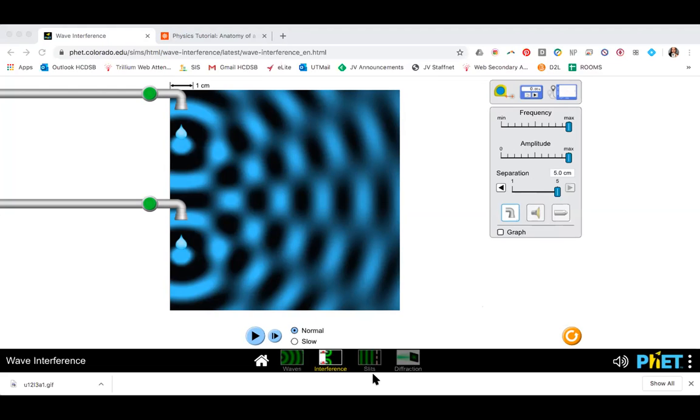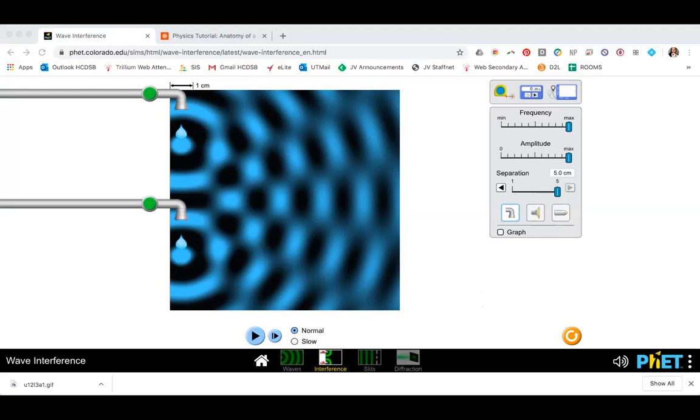We have an equation for the difference in the path length. So how much longer is this green line than that green line? The difference between those two lines is a special formula. The magnitude of the difference is equal to the nodal line number minus 1/2 times wavelength. So we can rearrange this for wavelength, which is often what we're looking for.